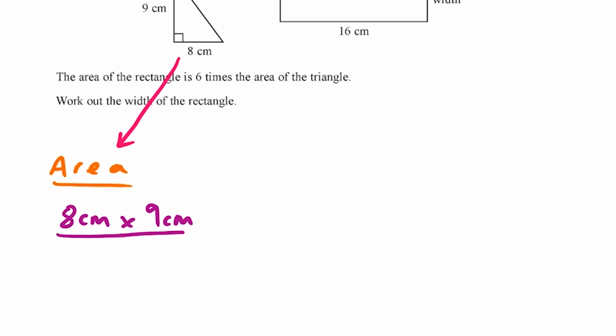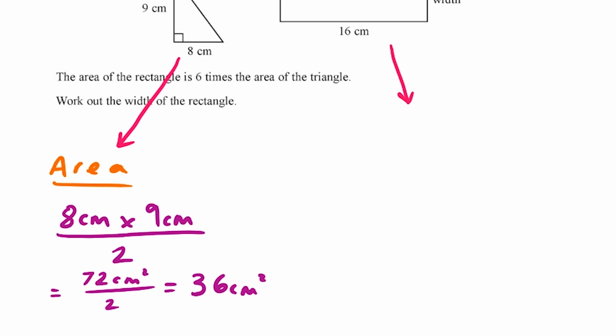So whichever way you're used to. I'm showing here 8 times 9 divided by 2, or over 2, as I've written it there. So 8 times 9 is 72. 72 divided by 2 is 36. So the area of that triangle is 36 centimeters squared. So then it tells us that the area of the rectangle is 6 times the area of the triangle. So we need to do 6 times 36.